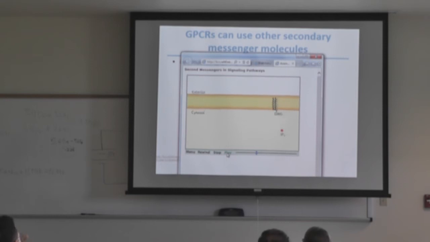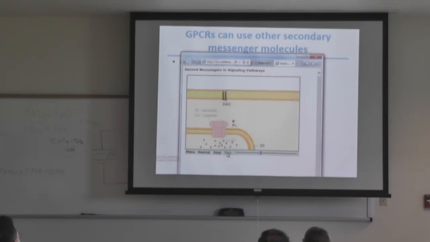DAG remains in the membrane, while IP3 diffuses through the cytosol to the ER surface. At the ER, IP3 molecules bind an IP3-sensitive calcium channel. This induces the channel to open, allowing release of stored calcium ions into the cytosol. Depletion of the intracellular calcium store activates store-operated calcium channels, SOCs, in the plasma membrane. The activated SOC opens, and extracellular calcium enters the cytosol.